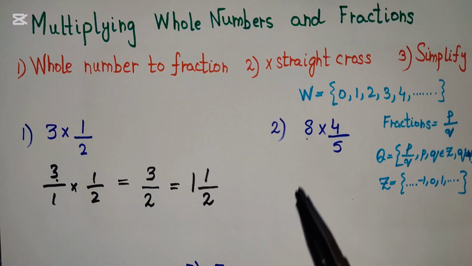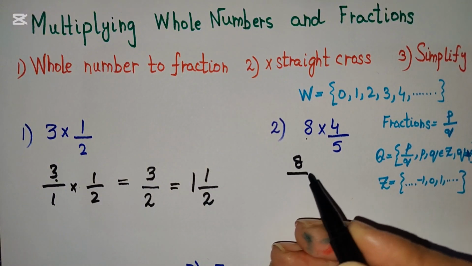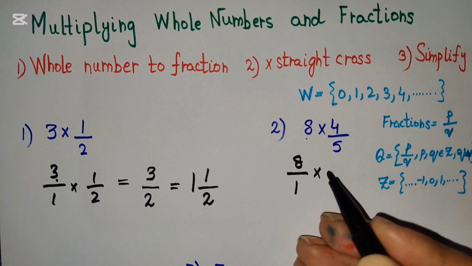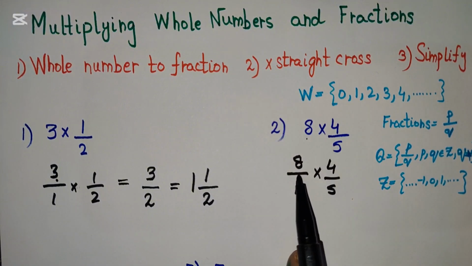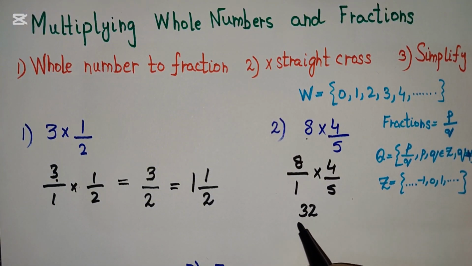Similarly, the first step is we have to convert the whole number to a fraction. So we will convert whole number 8 to the fraction 8 over 1, multiplied by 4 over 5. Next is straight across: 8 multiplied by 4 is 32, and 5 multiplied by 1 will be 5.